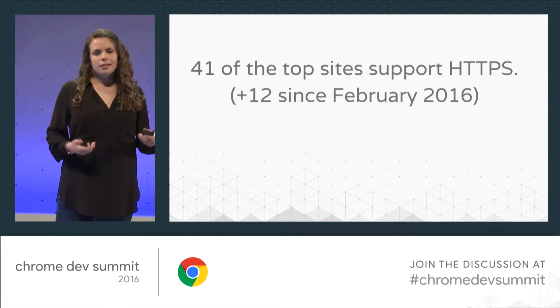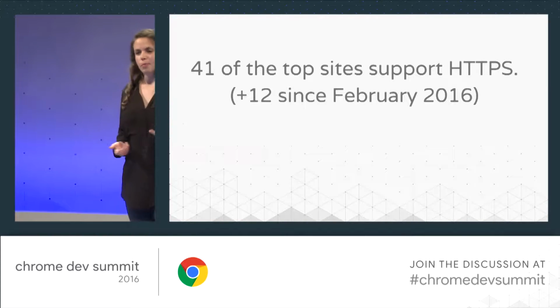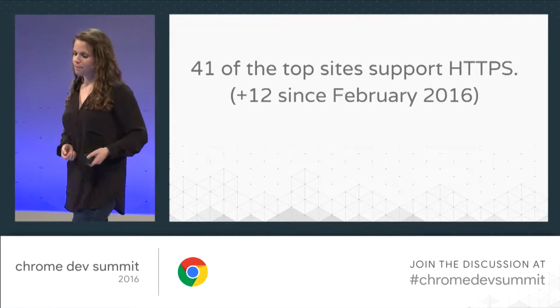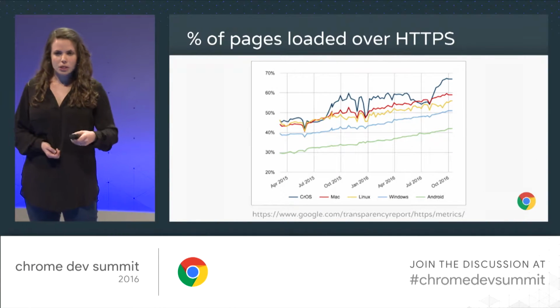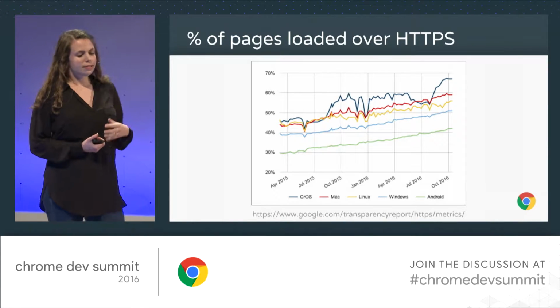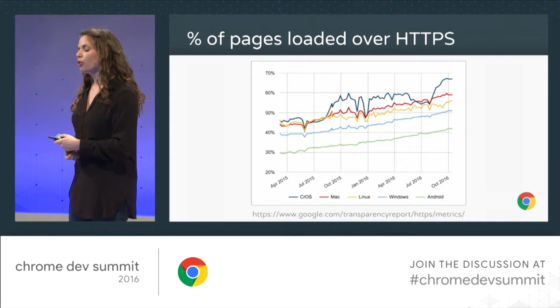But this is not necessarily the full picture, right? Because what are the top sites? What does that actually mean for people who are using Chrome every day? That's why last week we released a new section in the transparency report that releases data about HTTPS usage as Chrome users see it.